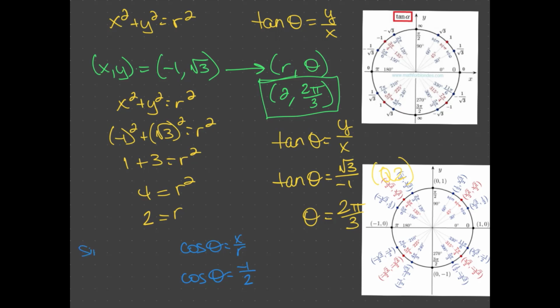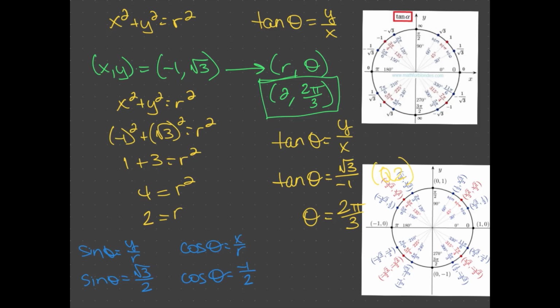We'll throw it over here. If I use sine of theta, which is my y over my r, sine of theta, y was the square root of 3 and r was 2. So you're looking for that positive square root of 3 over 2. Well, when is your sine positive? Well, in 1 and 2. So it's either 1 or it's here in 2. So you don't know which one it is.